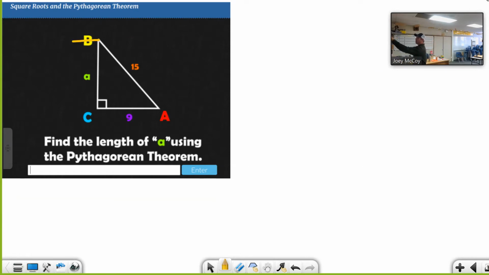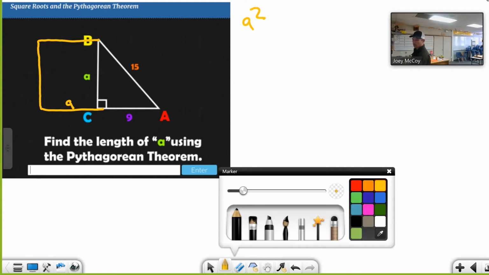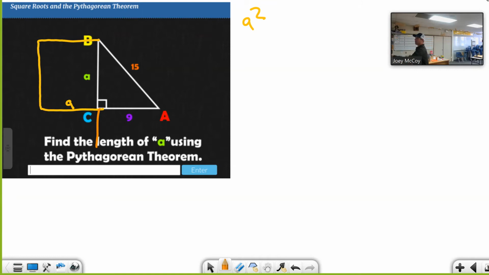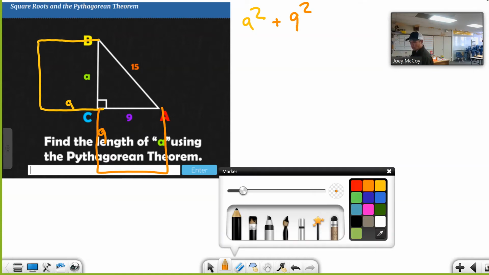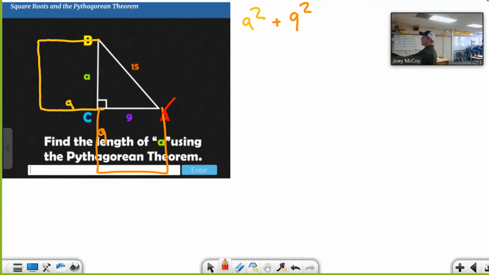The area of the small square, that means a times a, also known as a squared. And if you had the area of the medium square, that is 9 times 9, or 9 squared, it will equal the area of the large square, 15 times 15, or 15 squared.